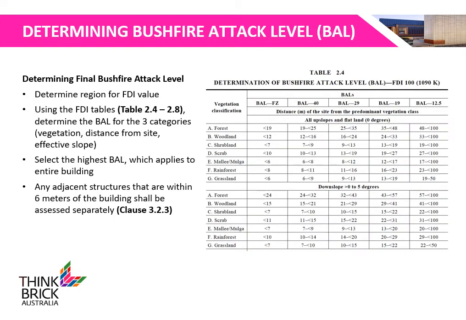This is the table we use to determine the overall bushfire attack level based on the aforementioned parameters. Firstly, we determine the Fire Danger Index, or FDI value, to find the appropriate bushfire attack level table. Here, we determine the bushfire attack level for the three categories: vegetation, distance from site, and effective slope. We then select the highest bushfire attack level, which applies to the entire building. Any adjacent structures that are within 6 meters of the building shall be assessed separately.